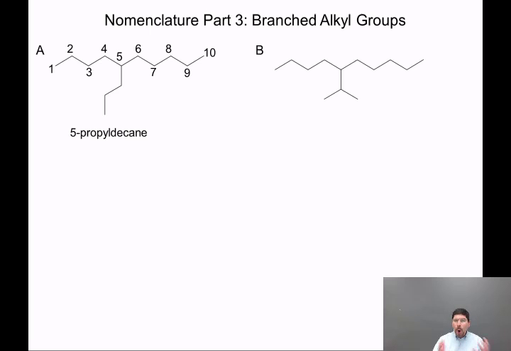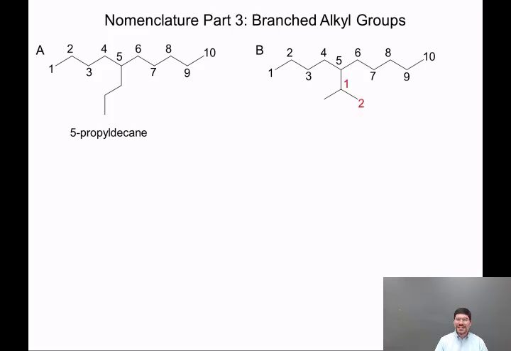Now, structure B also has a 3-carbon group coming off of carbon number 5. We're going to add the same general numbering scheme. But clearly, we cannot call structure B 5-propyl decane because I said back in the first lesson on this topic that every compound must have a unique name. And if both of these compounds were 5-propyl decane, that name would not be unique. So we need to figure out what to do with this 3-carbon group coming off as a side chain off of position 5.